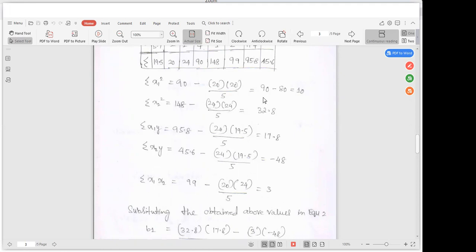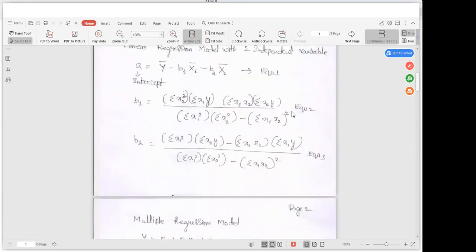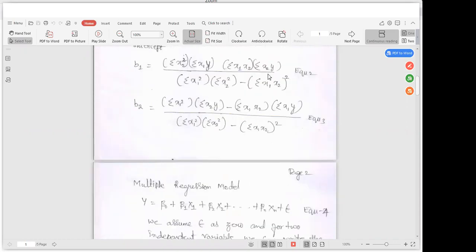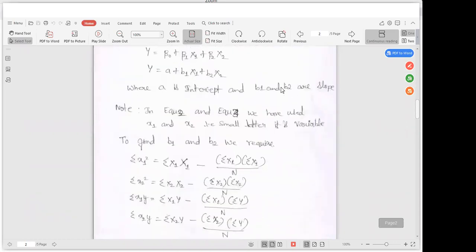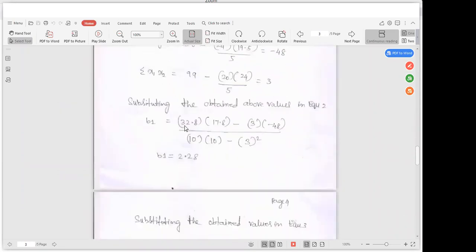Now we need to substitute all these values we have obtained. Equation 2 is this one, to find the value of b1, that is the slope. Summation of x2 square into summation of x1y minus summation of x1 x2 into summation of x2y, divided by summation of x1 square into summation of x2 square minus summation of x1 x2 whole square.